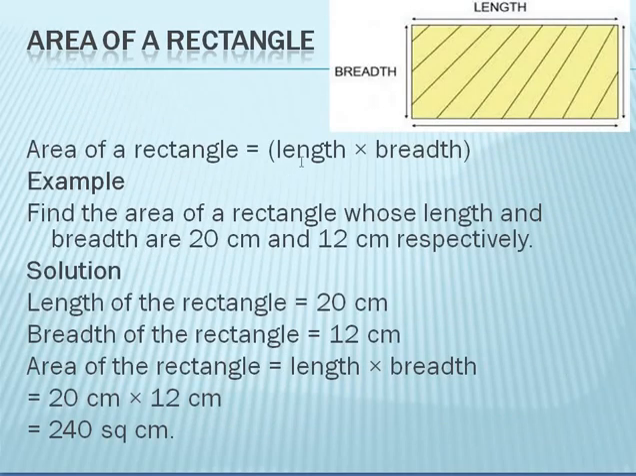So area of a rectangle is length into breadth. Suppose your rectangle has length 20 and breadth 12. Multiply, 20 12s are 240 square centimeters.